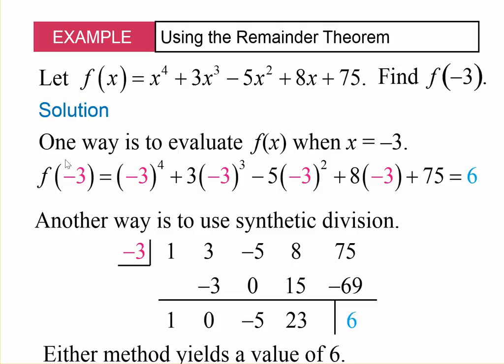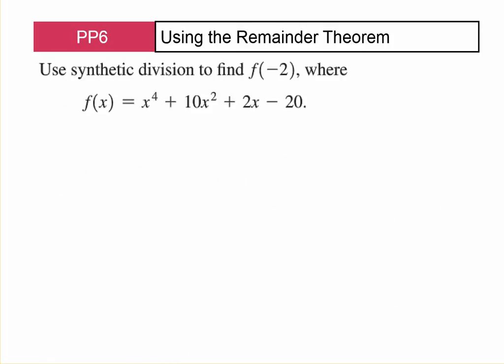Again, it showed you both ways here. One way is to evaluate. They plugged it in. And this one they did it by synthetic division. Each case they give you the same thing. Okay, so our problem here. Can you use synthetic division to find for me f of negative 2?